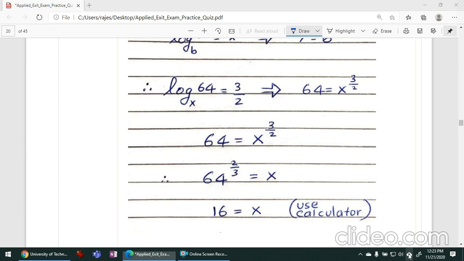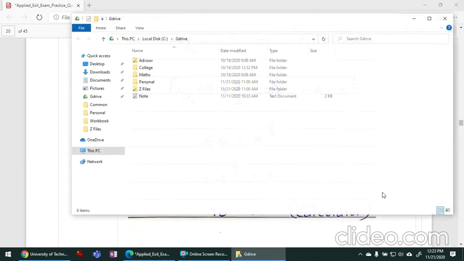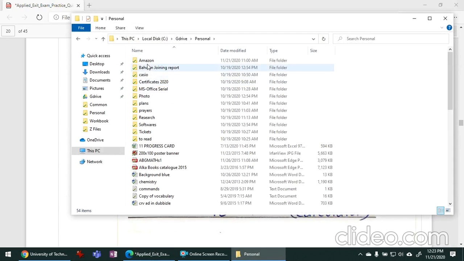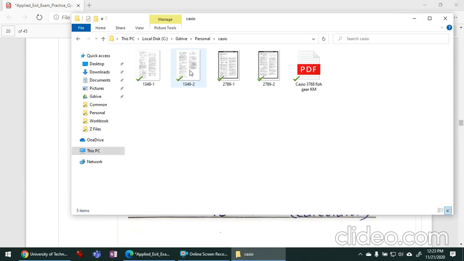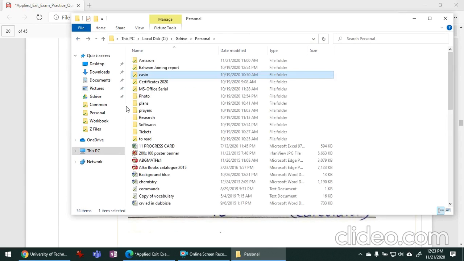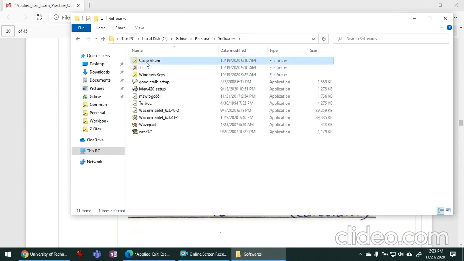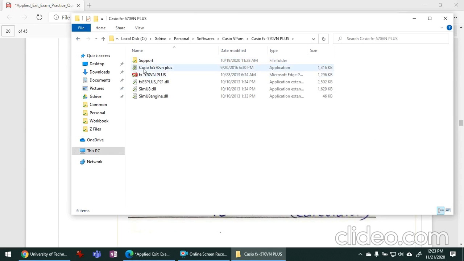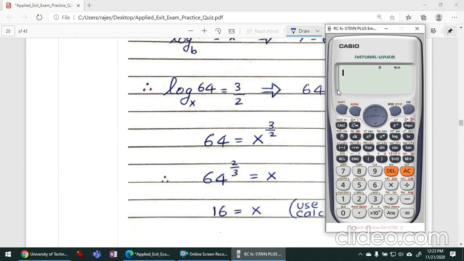How will you use the calculator to find this? See here, we will take the calculator. This is the calculator. 64 power 2 by 3. So I have 64 power bracket 2 by 3, close bracket. Answer is 16. So x equals 16.